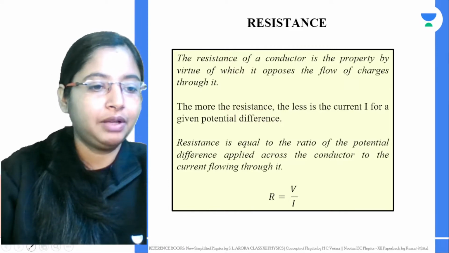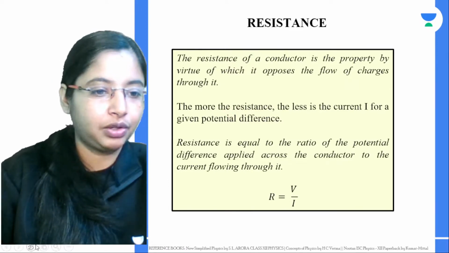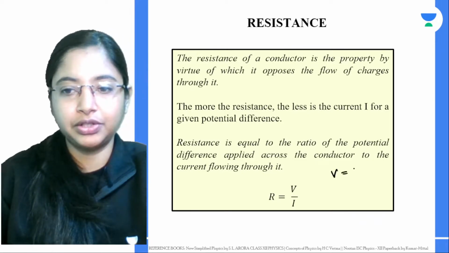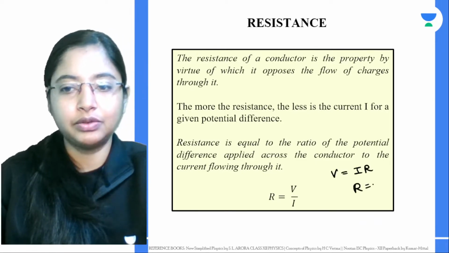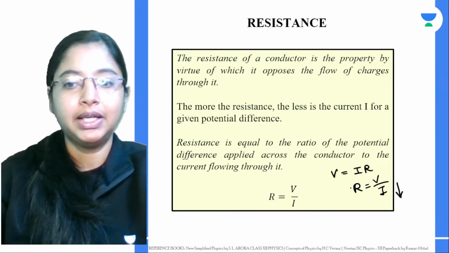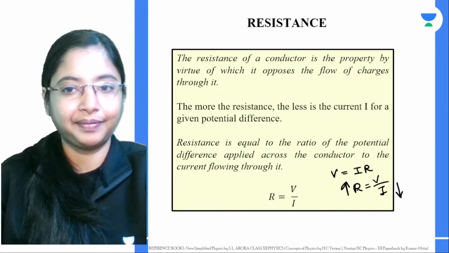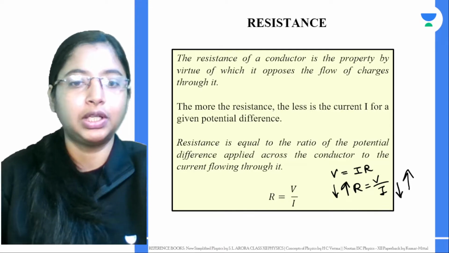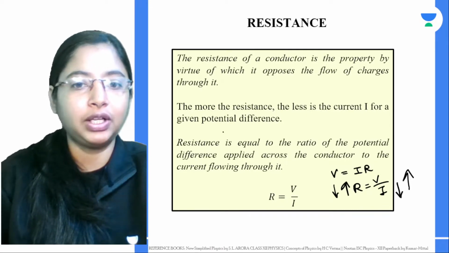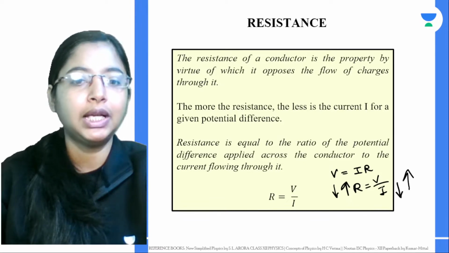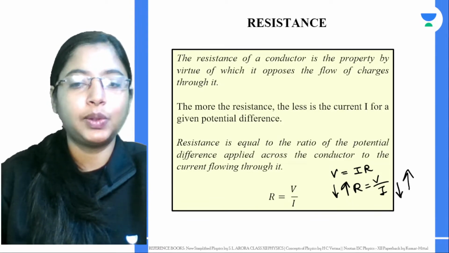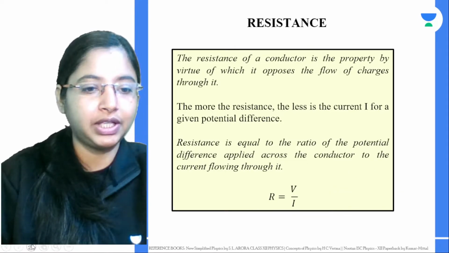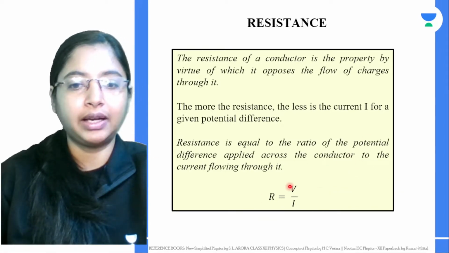Now, for example, we know that voltage V is equal to I into R. From here, R is V by I. Now, if the current through the circuit is less, then resistance will increase. If you increase the current value, resistance will decrease, because they are inversely proportional. So, the more the resistance, the less the current I for a given potential difference. This resistance is equal to the ratio of the potential difference across the ends of the conductor to the current flowing through it.